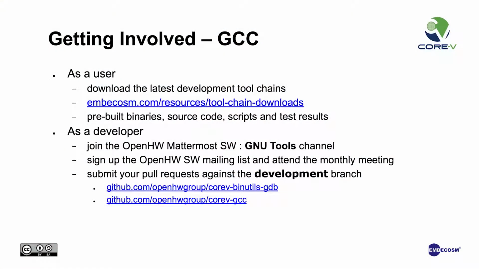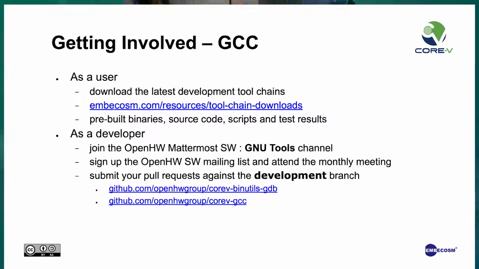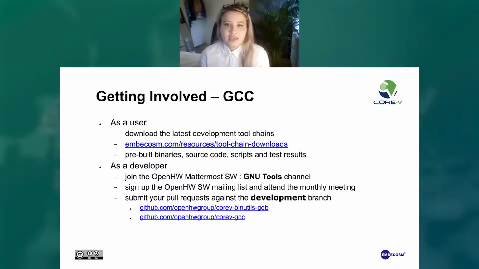Thank you, Philipp. So if you wish to try using the new CORE-V GNU compiler, you can download a convenient pre-built binary from the Embecosm website. You'll find versions for all the major operating systems, along with links to the source code, scripts to build the toolchain, and test results. But we'd also encourage you to become developers.